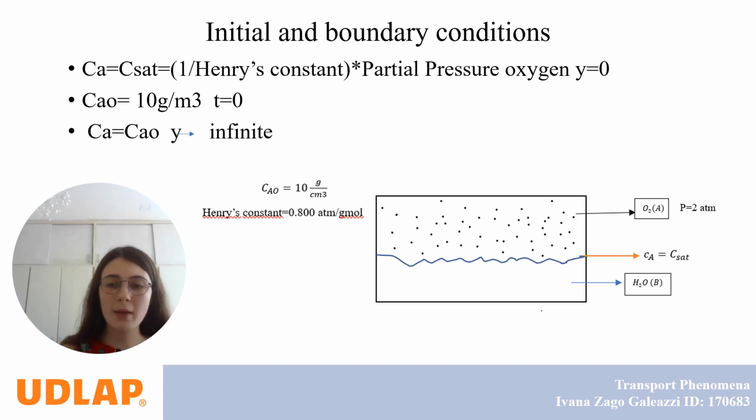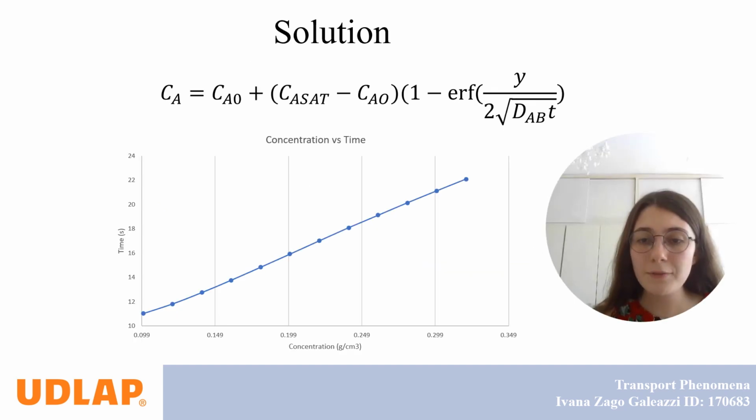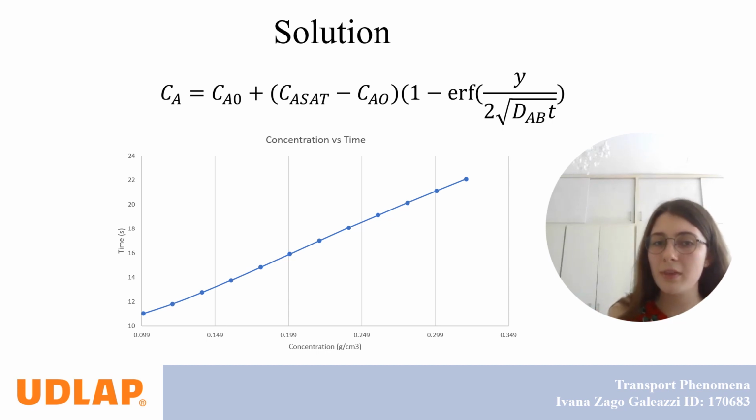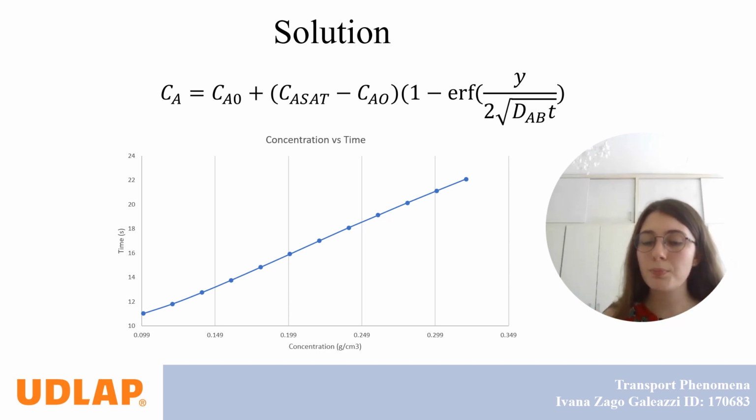Then we know that when time is 0, there is an initial concentration of oxygen given by the problem. And lastly, because we don't know the total volume of the tank, we can work with it as if it was infinite, although it's really not. After all this time, we have arrived at the solution, which is described by this equation. And if we put values into it, we will see that as concentration increases, time also increases.